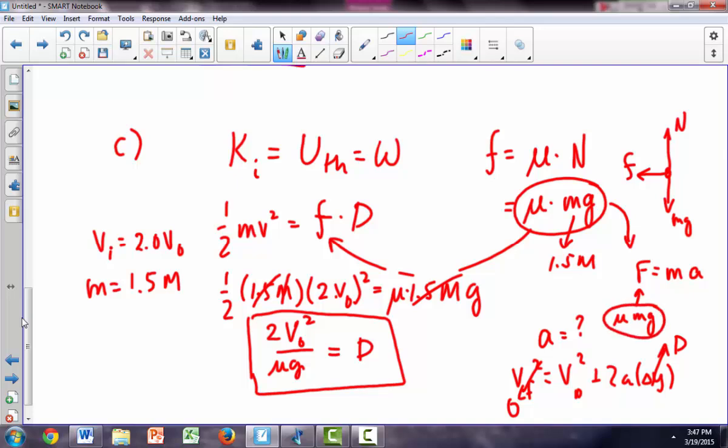A couple people actually did do this and set mu mg equal to ma, found a from this equation right here in terms of d, and then using Newton's second law and the kinematic equation, got exactly the same answer. So there's always, not always, many times more than one way to solve the problem. So if you got it using energy, totally fine. If you got it using kinematics, that's good too.